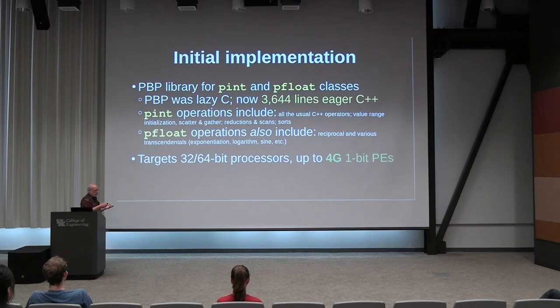So it turns out not only do you get all the basic operations, but you actually get basic operations like reductions and scans, which are basic parallel processing optimizations, things that you use commonly in parallel processing. Float operations, not only do you get the usual ones, including things like reciprocal and transcendentals, but basically you've got all the standard stuff you can see, plus again a few more that are parallel computing oriented. This actually runs on ordinary everyday 32 or 64-bit processors with up to 4 billion 1-bit processing elements hallucinated. So it looks like a 4 billion processing element system in the max.